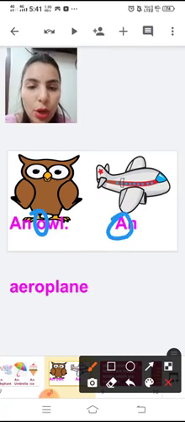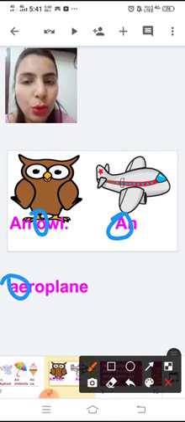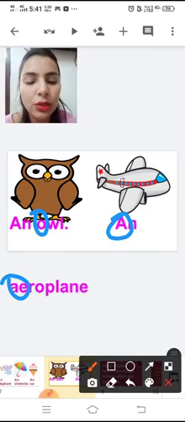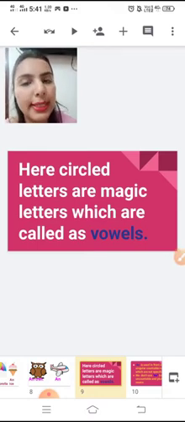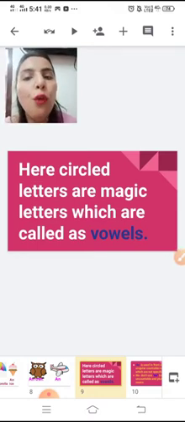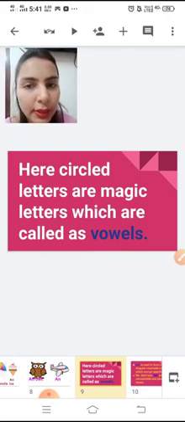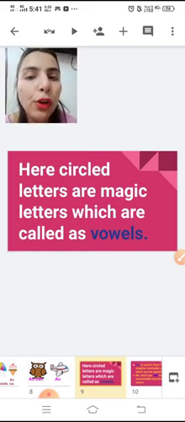An aeroplane. So here the word starts with the A. So is A in A, E, I, O, U? A comes in vowels. Yes, A comes in the vowels. So we use an before aeroplane. So this is the basic introduction of an. Now see, here circle letters are magical letters which are called vowels. All the circle letters are magical letters. And what do we call magical letters? Vowels. We call magical letters vowels.